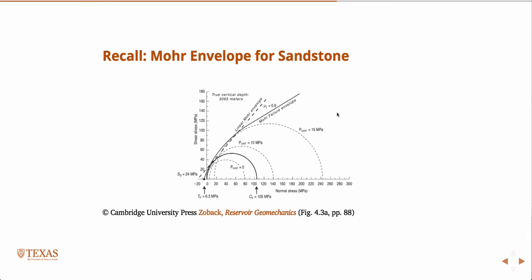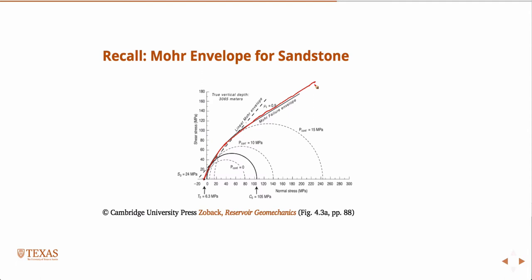So we're talking about failure models for rocks, and we said if you go to the lab and you do a series of tests with varying the confining pressure, you can create this series of Mohr circles in which the tangent line to all those circles creates a Mohr failure envelope, right?